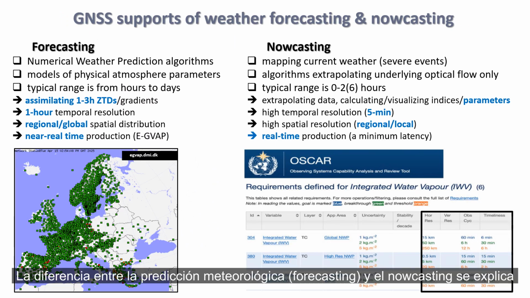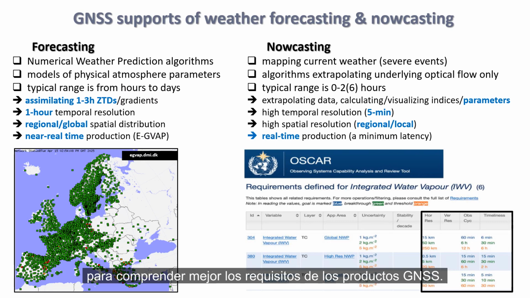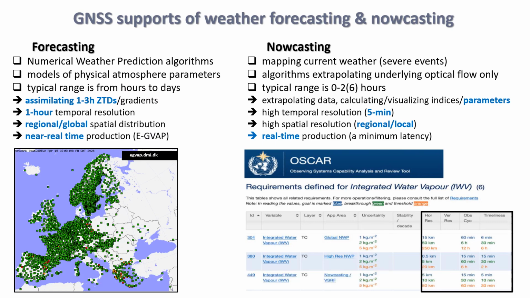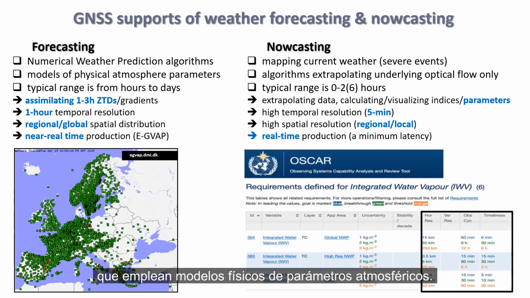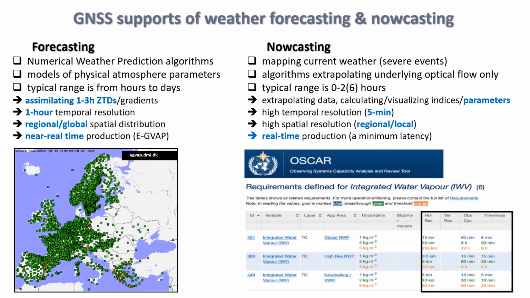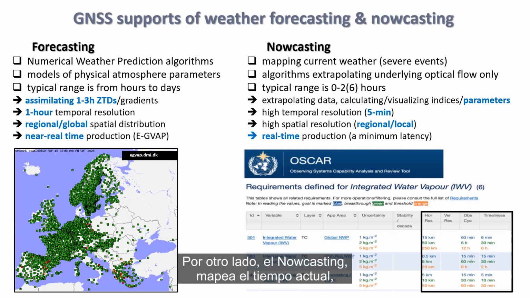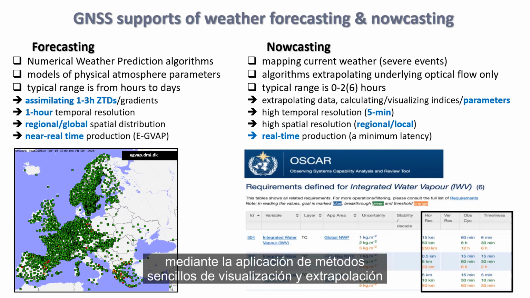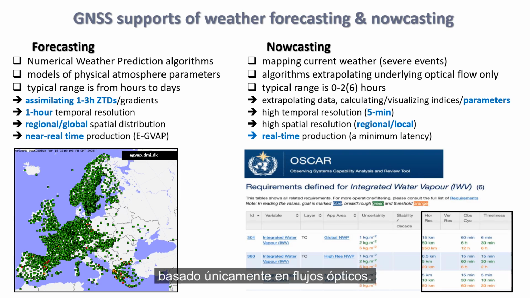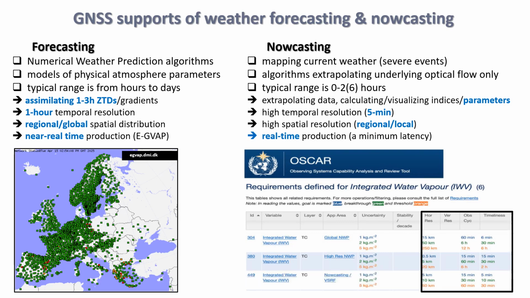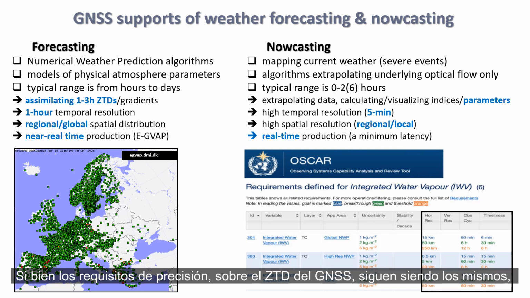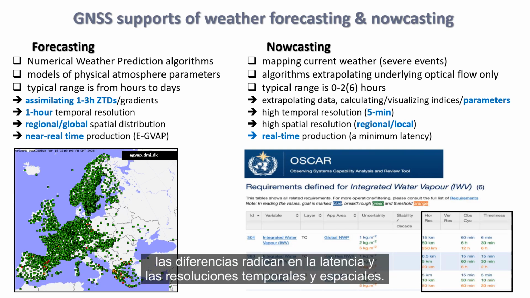The difference between weather forecasting and nowcasting is explained to better understand requirements on GNSS products. Forecasting is based on numerical weather predictions, employing models of physical atmospheric parameters. Its typical range is from hours to days. On the other hand, nowcasting maps the current weather by applying simple visualization and extrapolation methods, relying only on optical flows. The typical range is between 0 and 6 hours. While the requirements on the GNSS ZTD accuracy remain the same, the differences lie in latency and temporal and spatial resolutions.